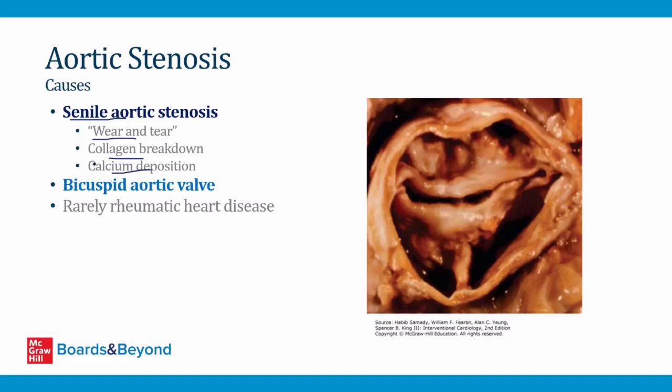A reason younger patients sometimes get aortic stenosis is if they have a bicuspid aortic valve, like what's shown on the slide here. Bicuspid aortic valves break down faster than tricuspid normal valves, and so aortic stenosis can set in at an earlier age, like 40 or 50. And then rarely rheumatic heart disease can lead to aortic stenosis, but like I talked about earlier, usually rheumatic heart disease involves the mitral valve.